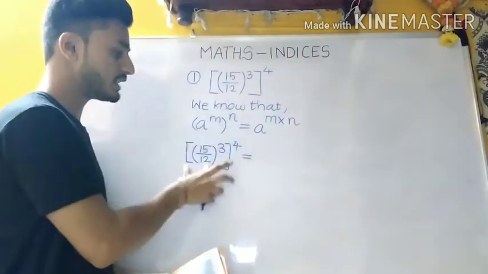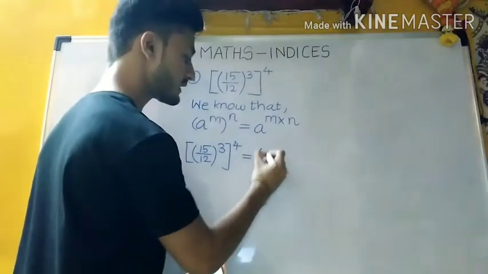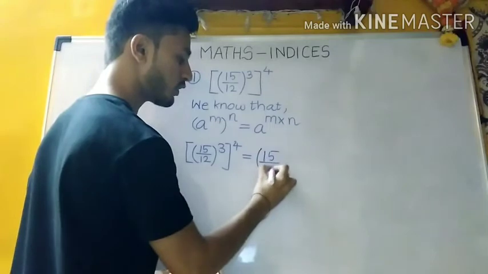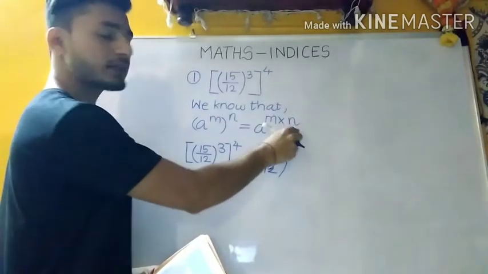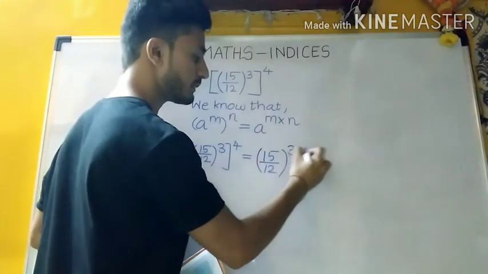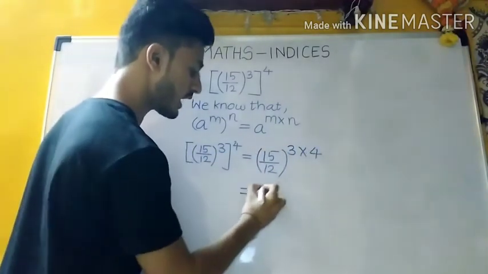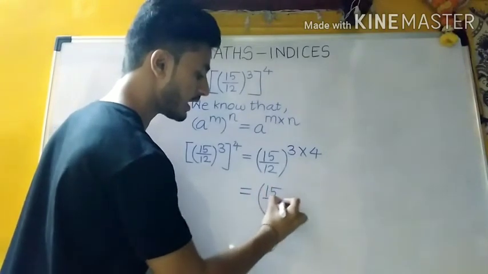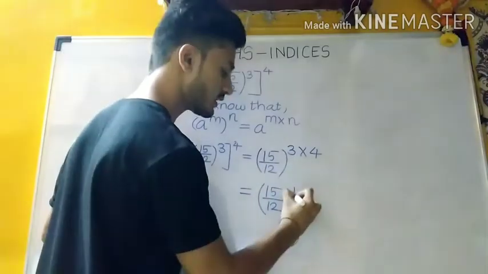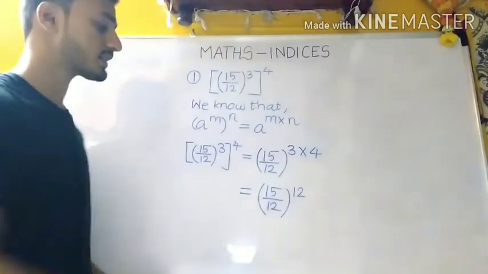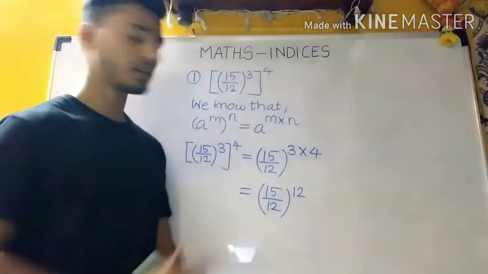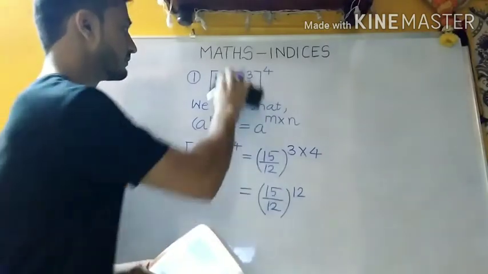Okay, so writing this, what answer we will get is, first we are going to write a. So a is 15 upon 12, and now we are going to multiply the powers. So it will be 3 multiplied by 4. So the answer we are going to get is 15 upon 12 raised to the power 3 multiplied by 4. 3 4s is 12. So this is your final answer, because we are only simplifying the sums. Okay. Now the next sum.